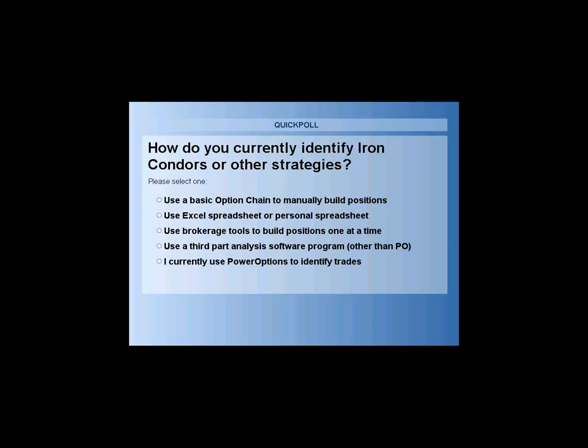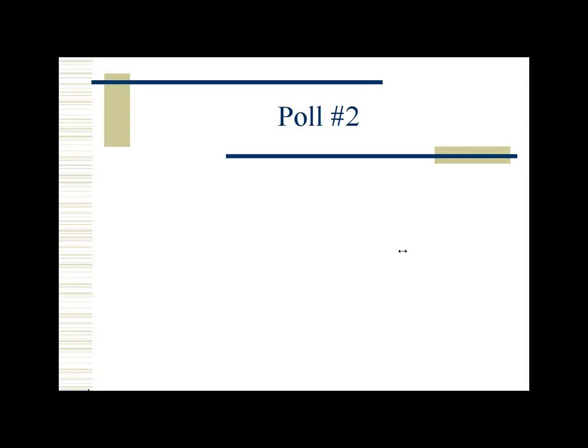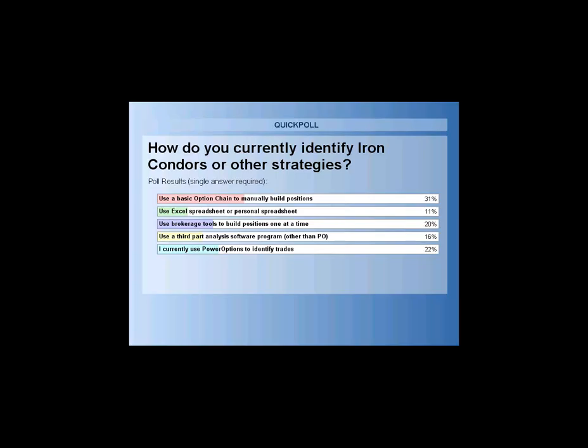All right, let's go ahead and close the poll, and I want to share the results with everyone, and this is actually a little bit different than what I thought I was going to see. 31% of our attendees are using a basic option chain just to manually build the four-legged Iron Condor positions. I find that interesting. That seems very time-consuming to me, looking at each of the individual legs, trying to build the position manually, of course, and then trying to identify the probabilities.